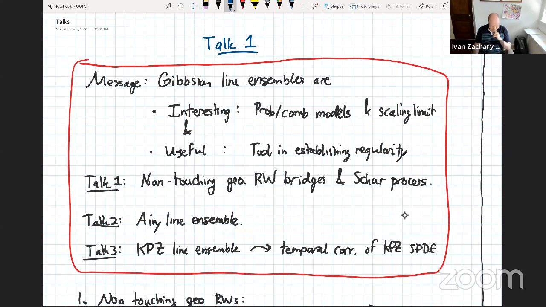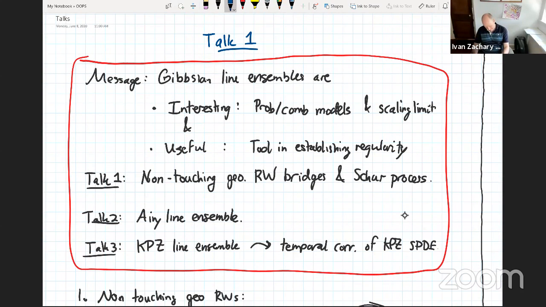Looking again at the layout of what we were aiming for, I wanted to talk about Gibbsian line ensembles and their value. Actually, yesterday I didn't really speak much about the line ensemble from the perspective of a Gibbs property, but rather from the perspective of determinantal point processes. We looked at the non-touching geometric random walks. We used the connection to Schur polynomials to prove it's determinantal and to extract asymptotics. I didn't precisely do the asymptotics that I'll be making use of today, but I gave you an idea. So that was talk 1.